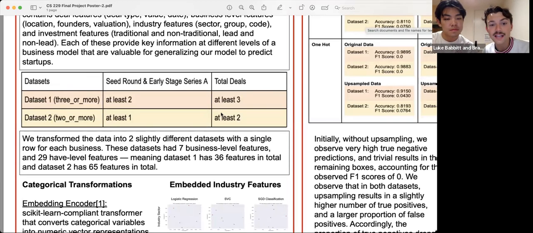And in our first data set, there were at least 2 early rounds of data, either the seed round or early stage series A, and then at least 3 rounds total. And then in the second data set, which was much larger but had fewer features, these businesses had at least 1 round of seed or early stage series A deals and at least 2 deals total.